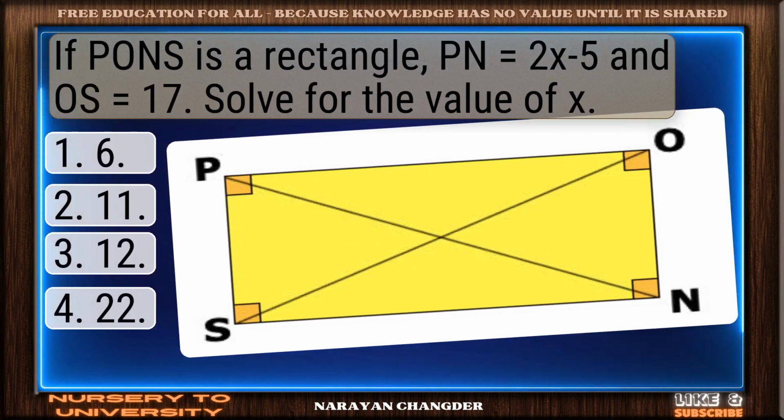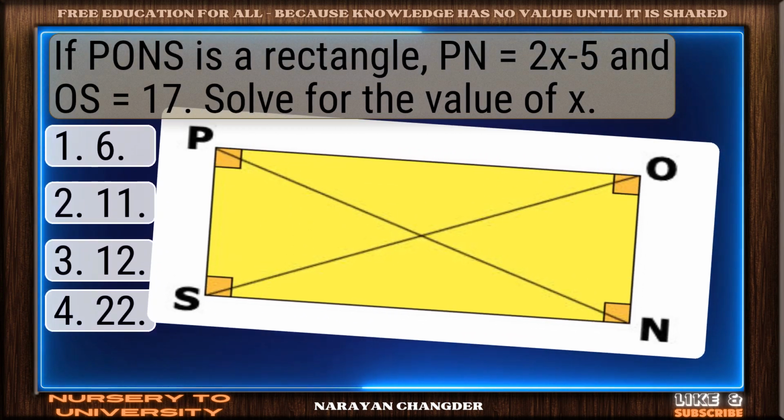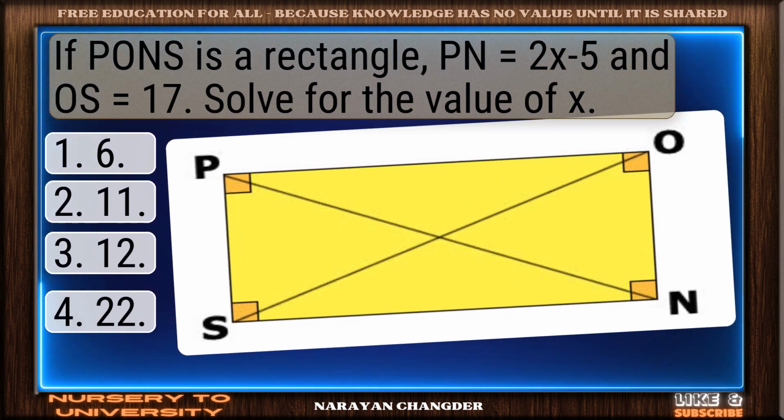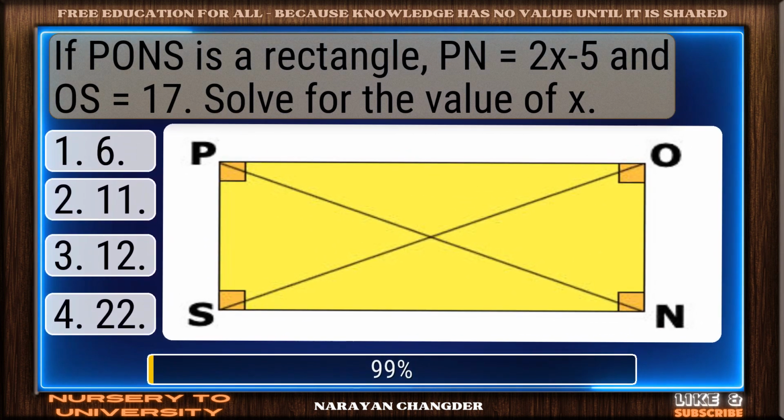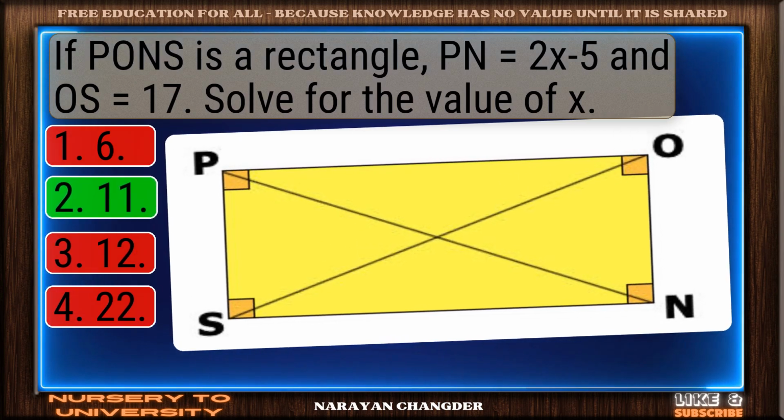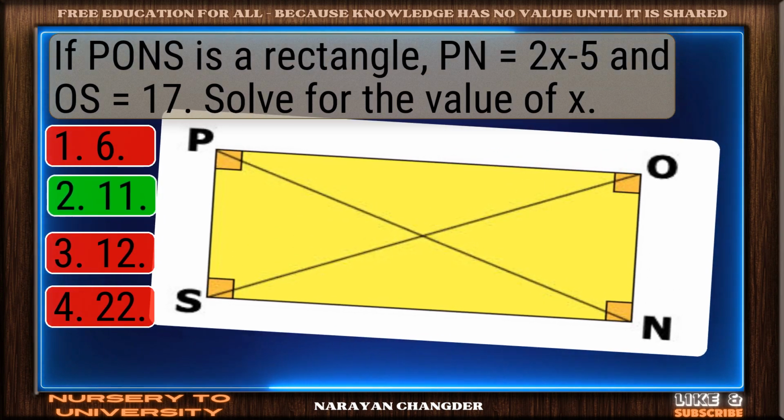Question number 9. If PONS is a rectangle, PN equals 2x + 5 and OS equals 17. Solve for the value of x. Right choice. 11 is the best answer.